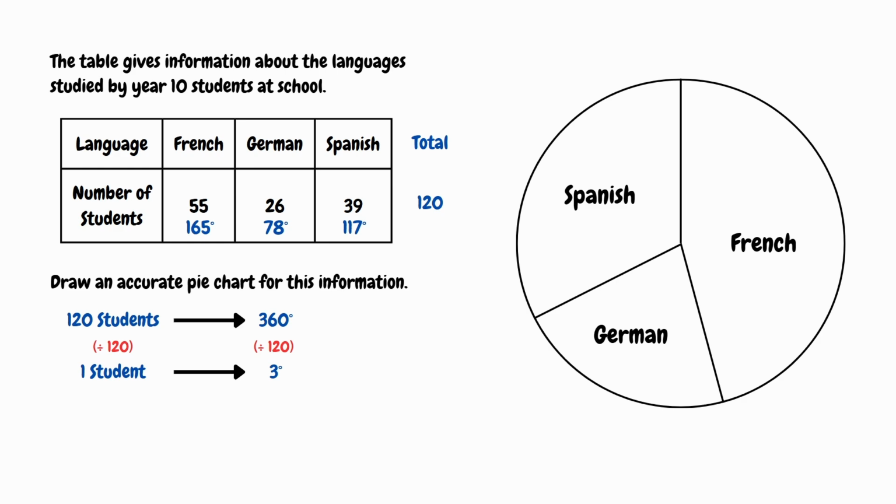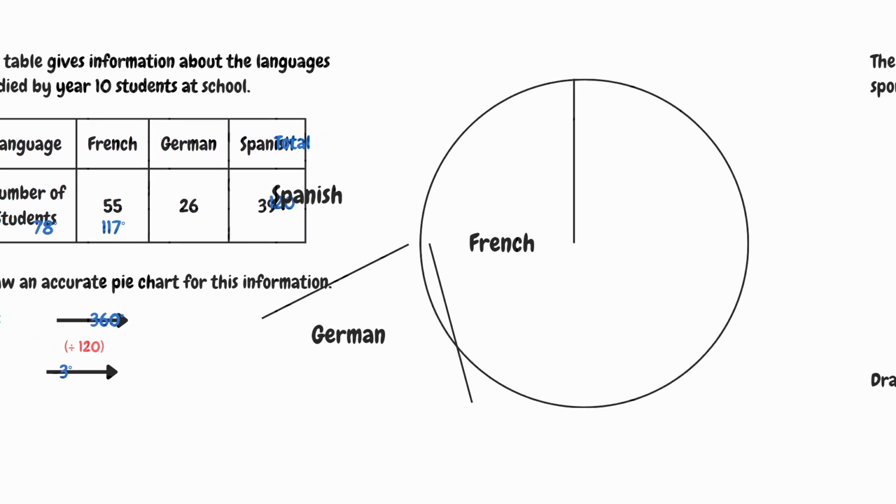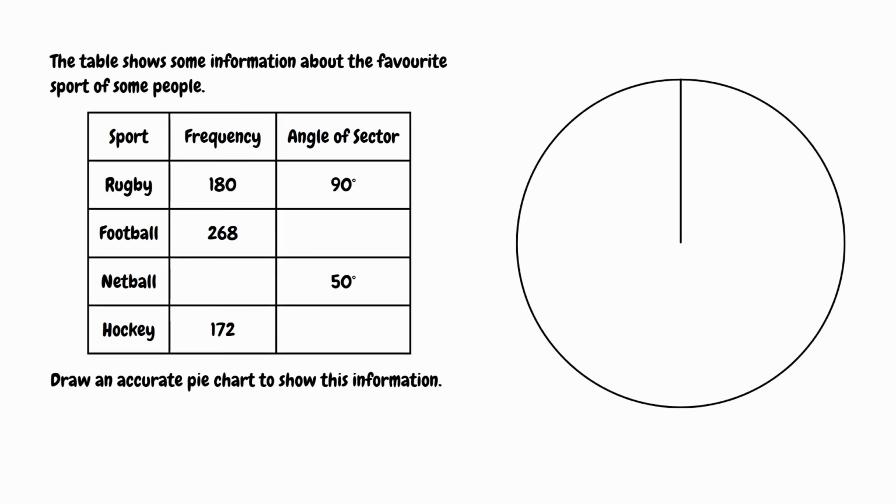So let's have a look at one final example. So for this question, we have a table that shows some information about the favourite sport of some people. And again, we need to draw an accurate pie chart to show this information. So we can see the sports. In the first column, we have rugby, football, netball and hockey.